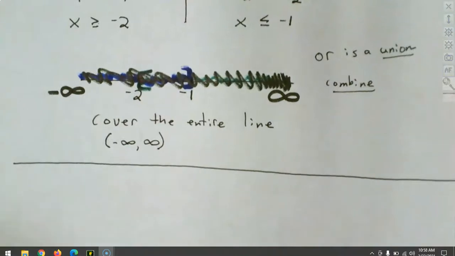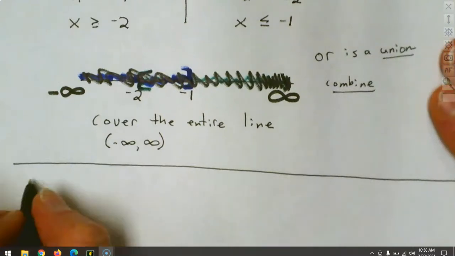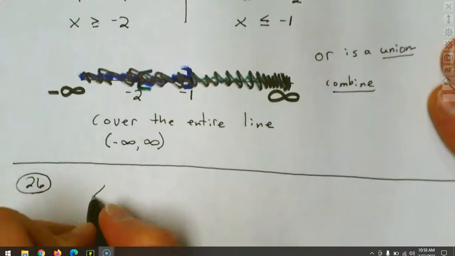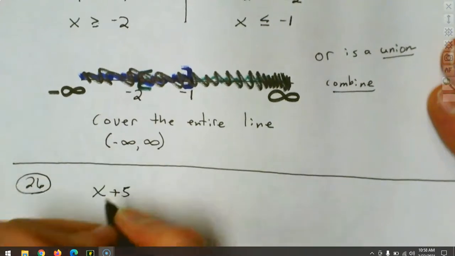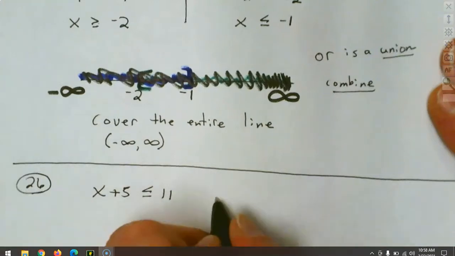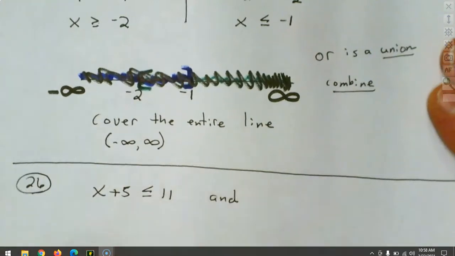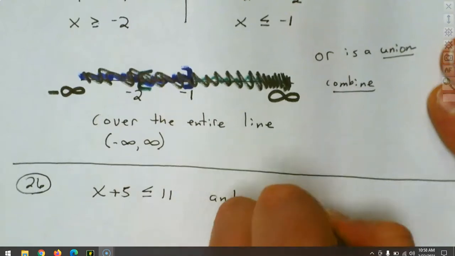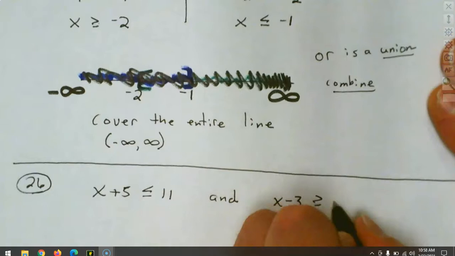Okay, let's try a different one. Let's go do an and. I'll kind of mix them up a bit here. How about we do 26? This is an and. So it's x plus 5 is less than or equal to 11, and x minus 3 is greater than or equal to negative 1.